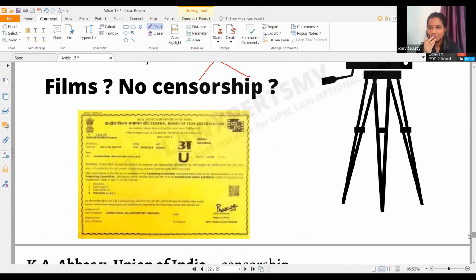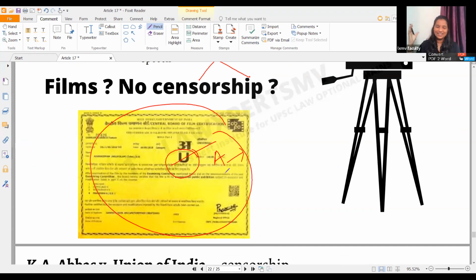anybody can answer? Yes, it is there. Many of us would have seen this notice, right? It is a certificate for each film. If you see, there is a U or an A. U means children can watch. A means it is an adult movie, which children cannot watch. Censorship is allowed for films only.